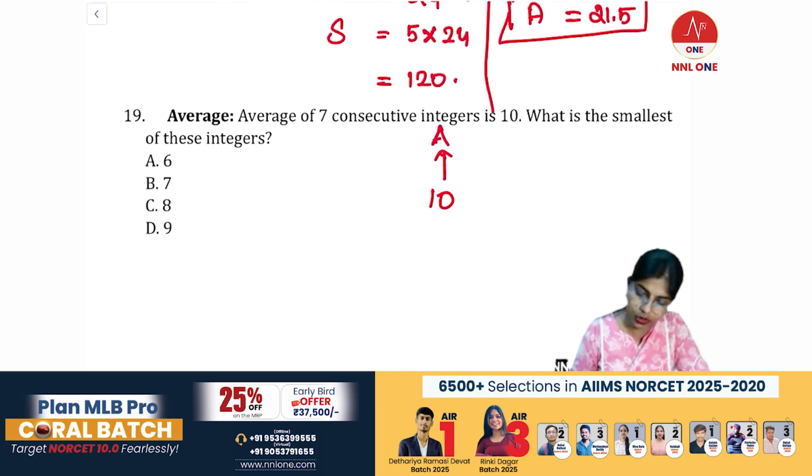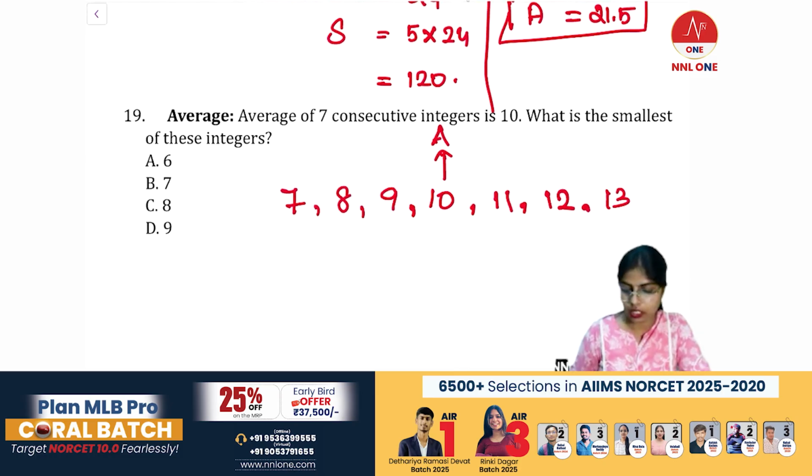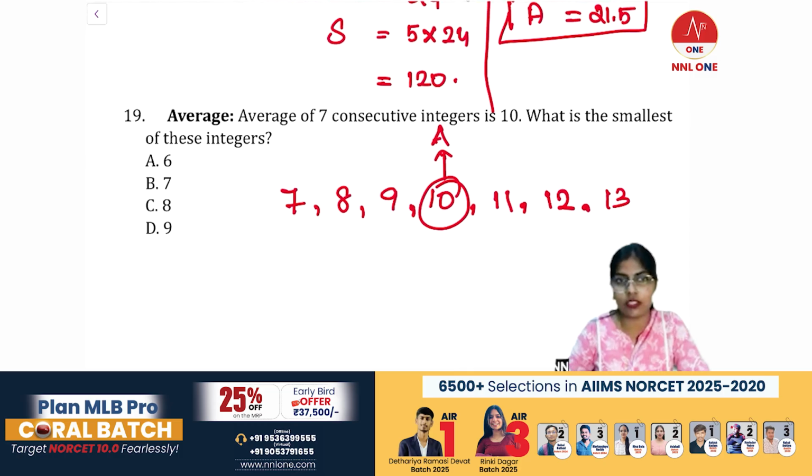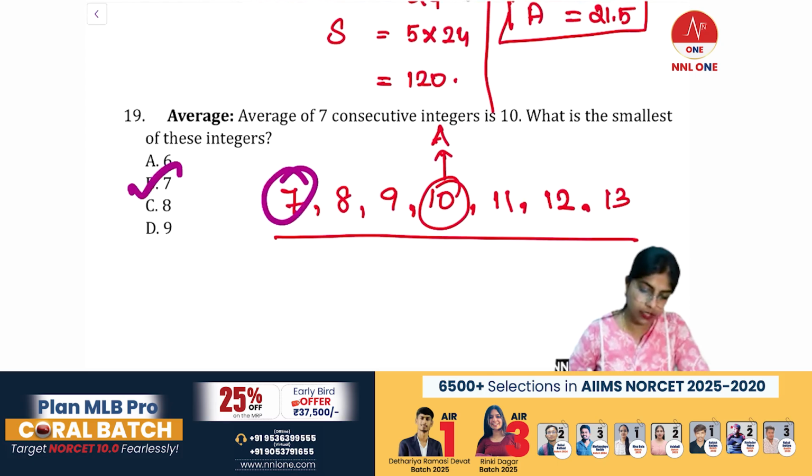Okay, 7 consecutive integers: 11, 12, 13, 10, 9, 8, 7. So how many integers are here? 1, 2, 3, 4, 5, 6, 7. So the middle value of 7 consecutive integers is 10. The middle value is the average. So what is the question asked here? What is the smallest of these integers? The smallest of these integers is 7. So the answer for the 19th question is option B, 7.